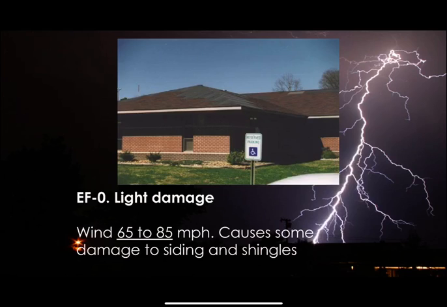If the tornado is an EF scale of 0, there's very light damage. If you look at this building, you will see that it's missing just a few shingles. The wind from an EF0 tornado can be between 65 and 85 miles per hour. It might cause some damage to siding or shingles, or maybe no damage at all.